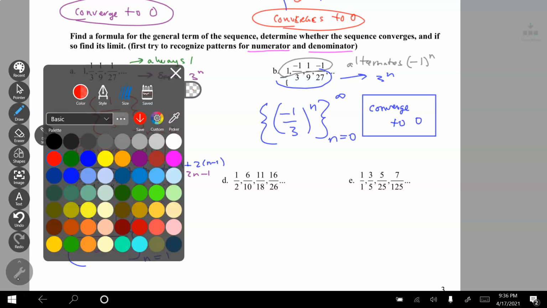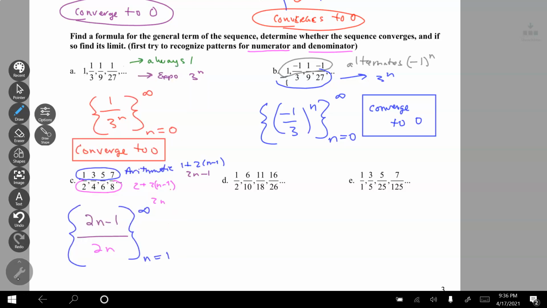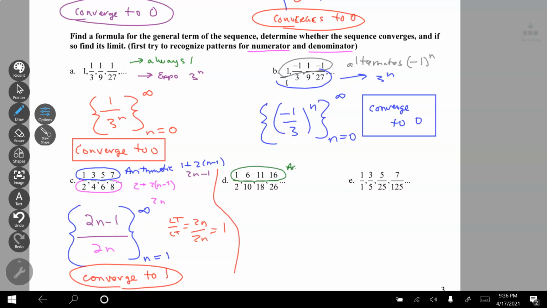Now I have to decide if it's converging or diverging. Well, my leading term on top is 2n, and on the bottom it's 2n. Well, that's just 1, so this one does converge to 1. I look at my numerator. I see another arithmetic one, except it's going to be 1 plus 5(n minus 1). And if I clean that up, I get 5n minus 4 in the numerator.